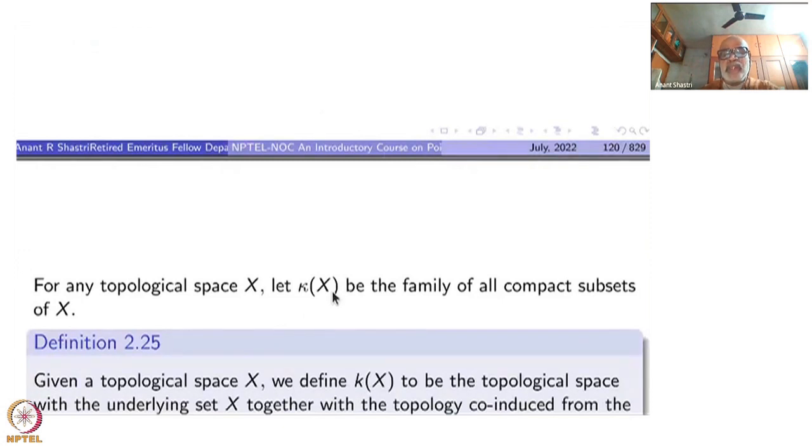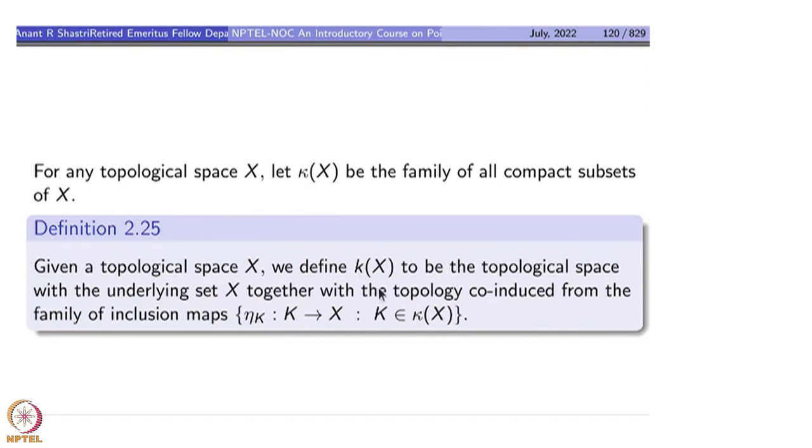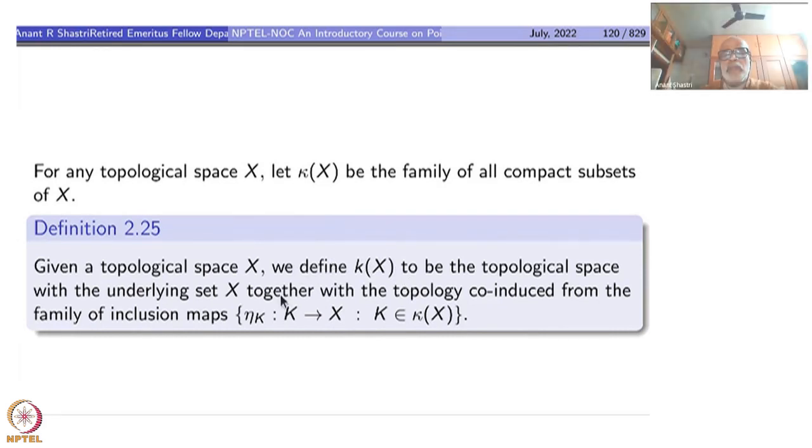For any topological space X, let kappa X denote the family of all compact subsets of X. So this is a notation for the family of all compact subsets of a given topological space X. Now we define another topological space. This is KX. Please don't confuse KX with kappa X. They are quite distinct notations. This KX is the topological space whose underlying set is X itself, but the topology will be different. And what is the topology? It will be the co-induced topology from all the inclusion maps of all compact subsets of X. So this is a co-induced topology.